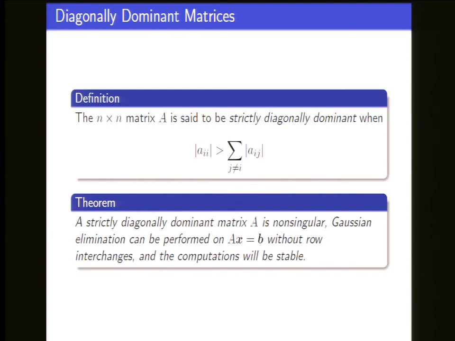A strictly diagonally dominant matrix A is non-singular. All right? We'll do contradiction, and we'll assume that it's singular. Ax equals 0 for some x that is not 0, right? That was the fundamental theorem of linear algebra.